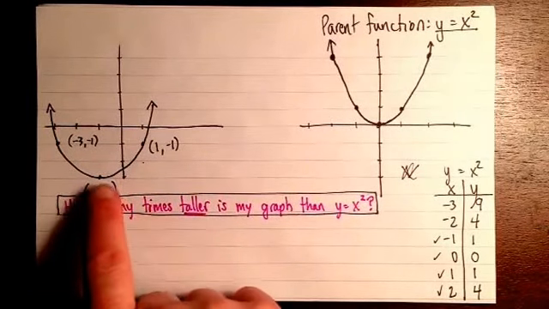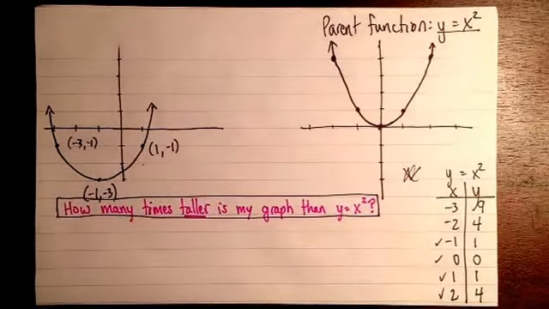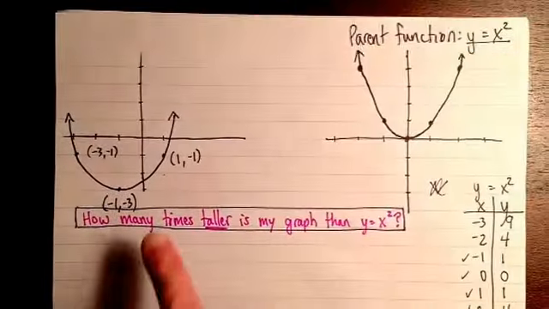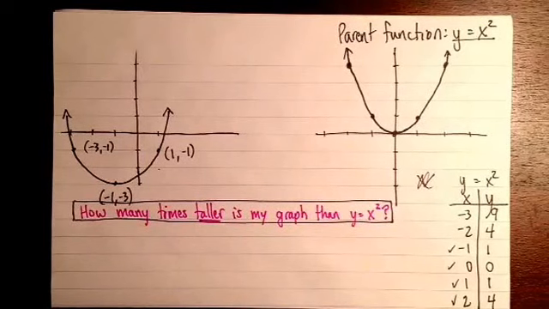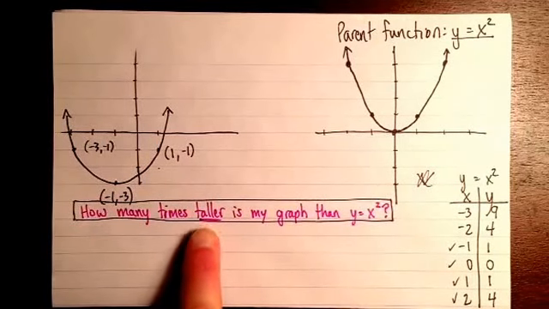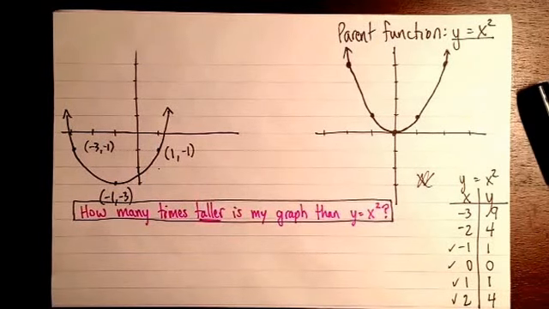So if it's shorter, then our a value is going to be less than 1. It's a number like 1/3. If it was 4 times shorter, our a value would be 1/4. If it's 4 times shorter, it's 1/4 as tall, and that's the question that we want. Our a value is how many times taller is it? So here's how you do it.